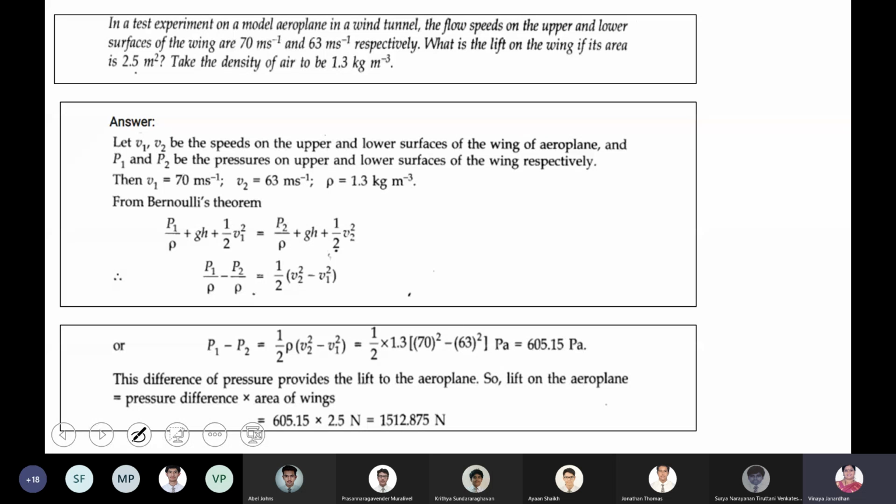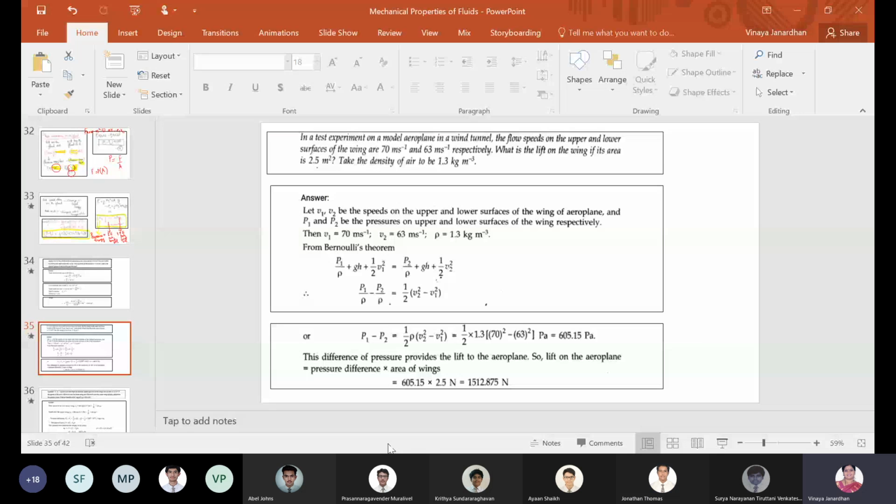I'll go for one more numerical, or should I go for the theory? For tomorrow we have 2 periods. One period I'll go for numerical, first half I'll go for theory.